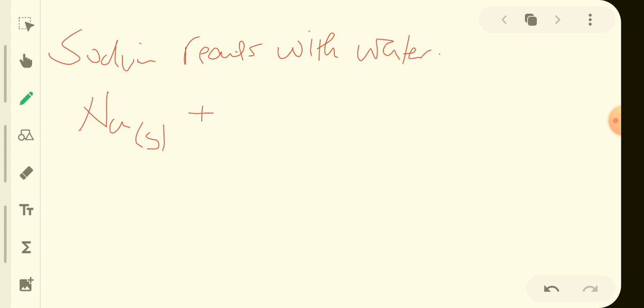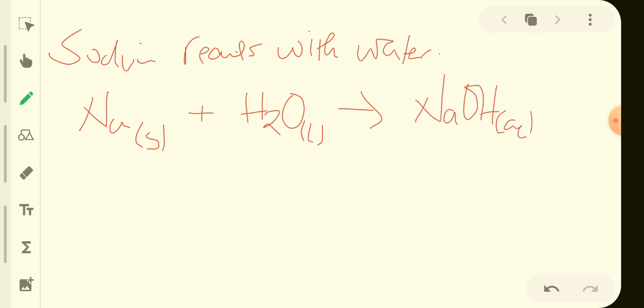So sodium plus water, which is H2O, and it's liquid. What do you think this will form? This will form sodium hydroxide, an aqueous solution. Whenever you dissolve a metal in water, it is able to form an aqueous solution, and that solution will be known as, depending on the metal, sodium hydroxide, magnesium hydroxide, just like that.